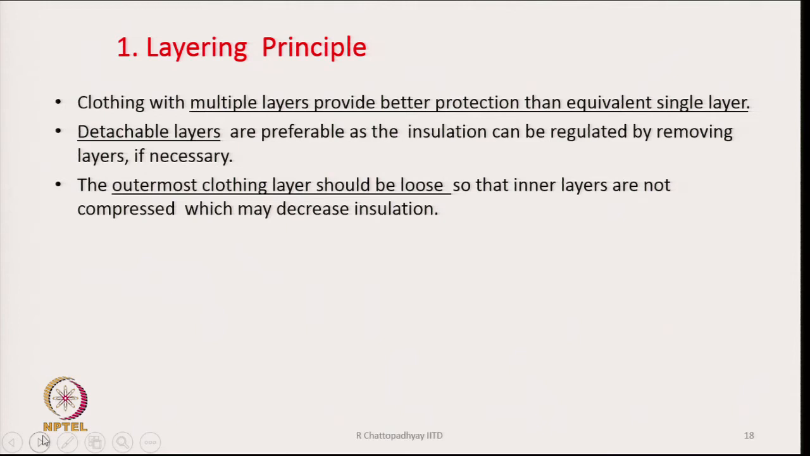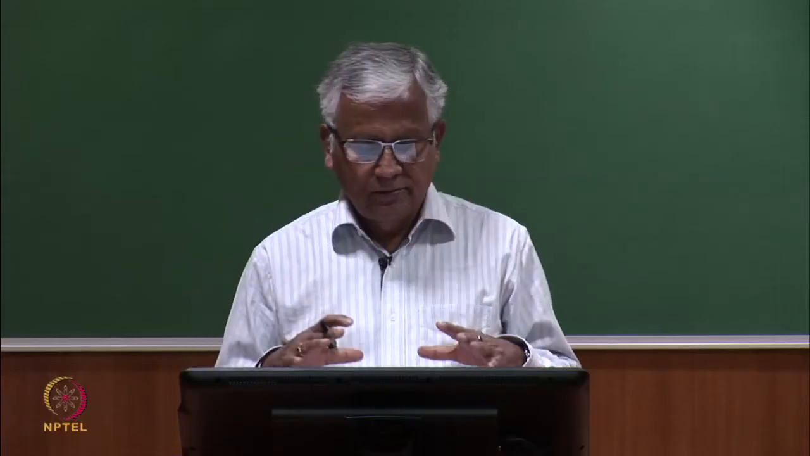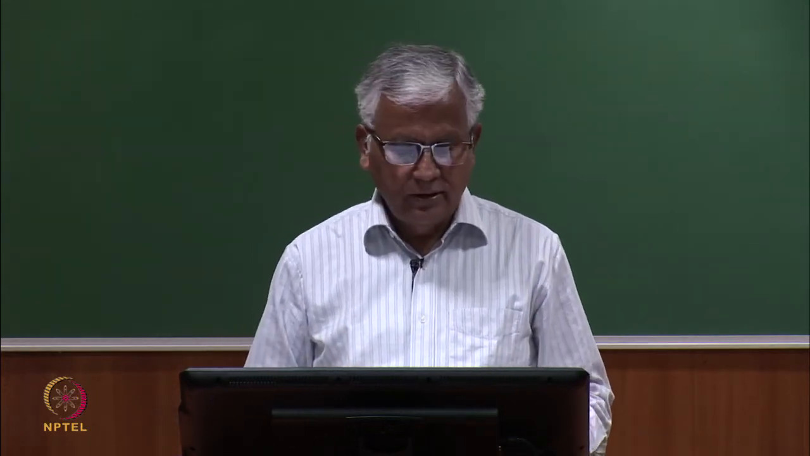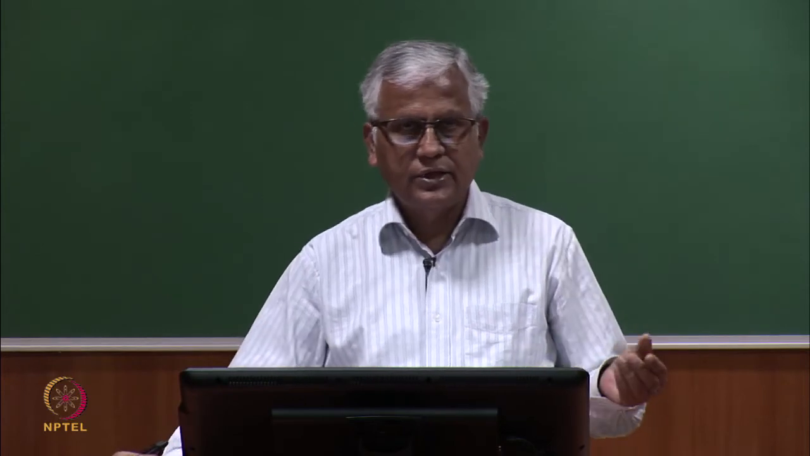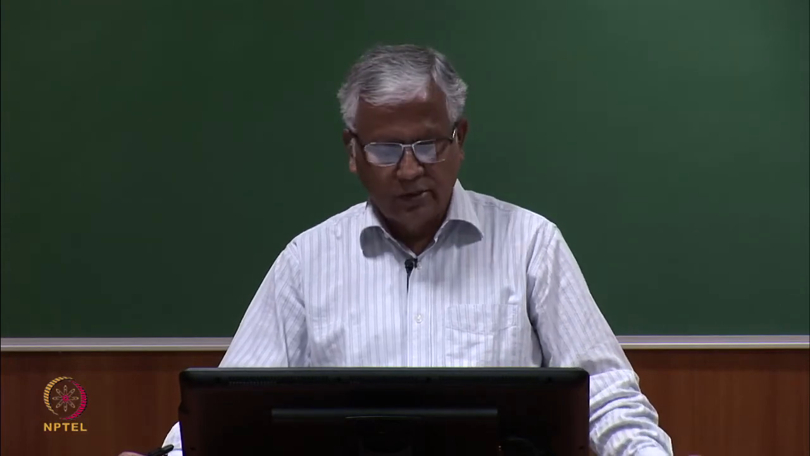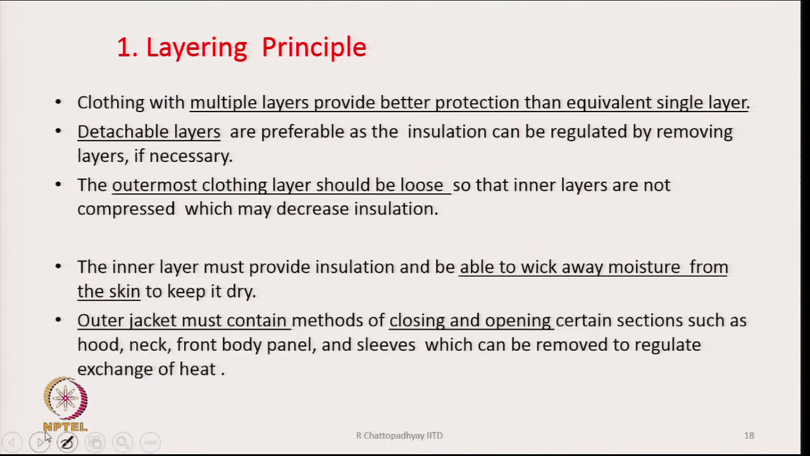The outermost clothing layer should be loose, so that inner layers are not compressed, which may decrease insulation. This is also important, that for the same person the outer layer should be larger in size, so that it does not compress the inner layers. Compression means change in thickness, change in thickness means reduction in insulation value. The inner layer must provide insulation and be able to wick away moisture from the skin to keep it dry. That is important, as I said, that otherwise there is a chance that it will reduce the insulation value, the water is going to reduce it.